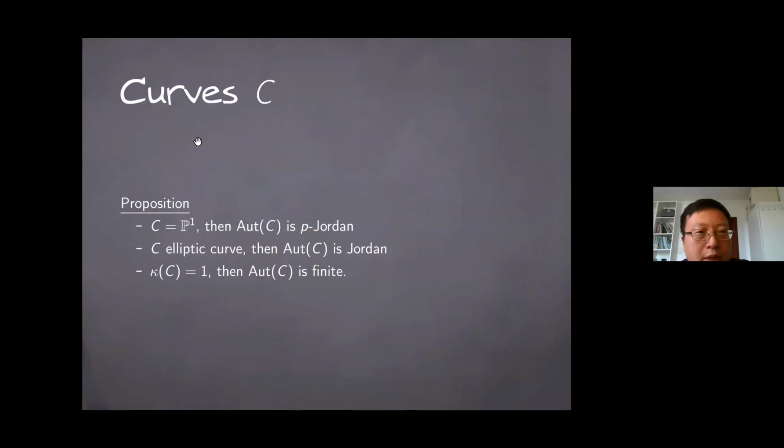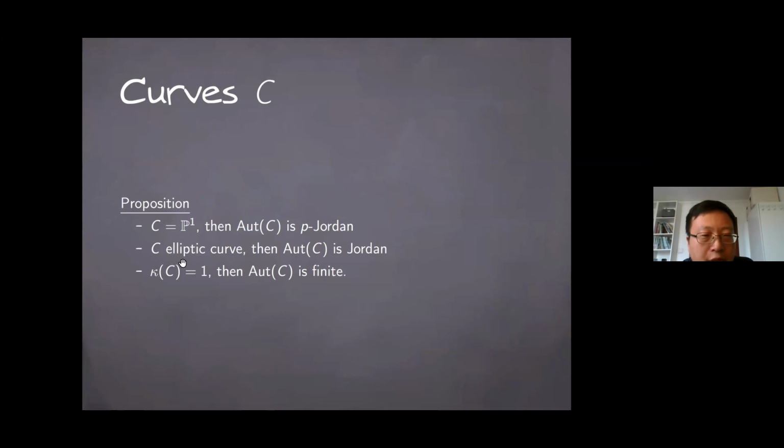So the starting case, the baby example, is curves in positive characteristic. For a smooth projective curve, if C is P1, then we can show this is P Jordan. Actually, we will show it later, by the classification of finite subgroups of the automorphism group of P1.